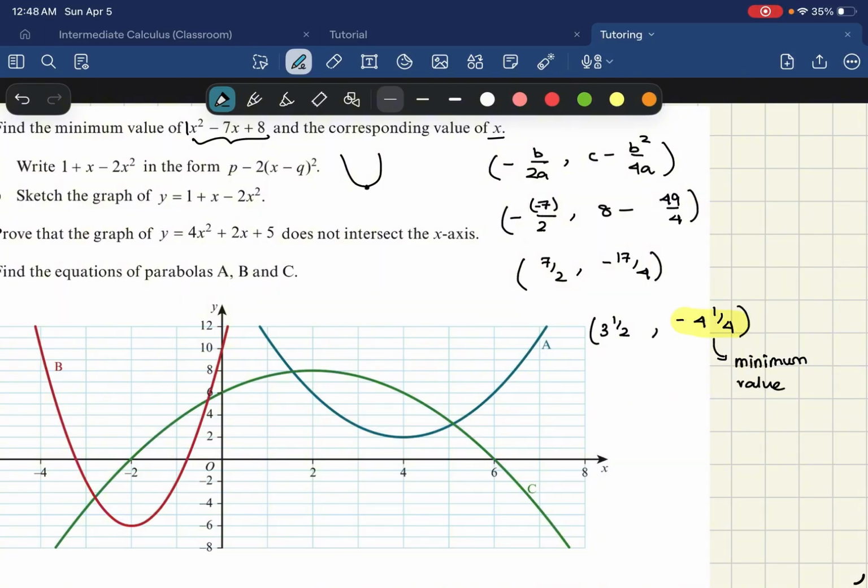And at what x value does it occur? It occurs at this x value. So the corresponding value of x is 3.5. When x is 3.5, you obtain the minimum value of your function. And the minimum value is negative 4 and 1 over 4. And yeah, that is about it.